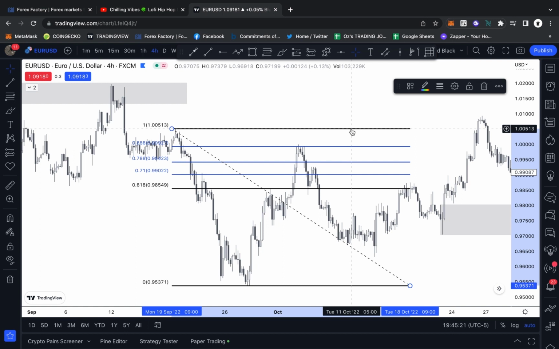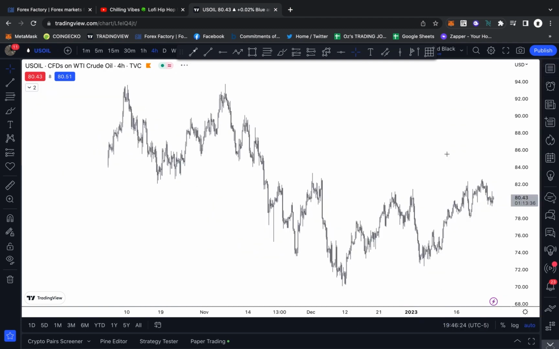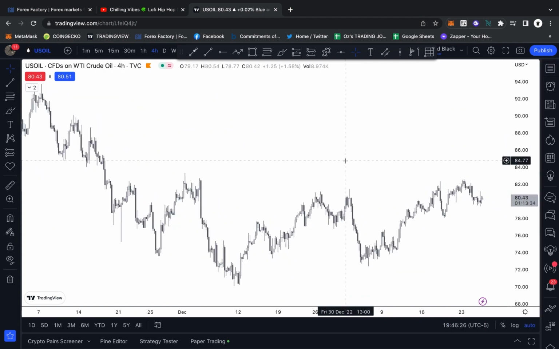And sometimes you will notice that the fib does not line up with the order block. But in this case, if you took the bottom of this order block right here, it does line up with it. All right, so here we are on oil. I just wanted to change charts.